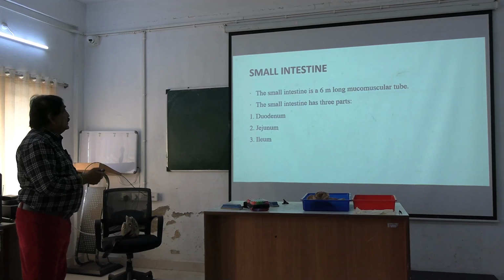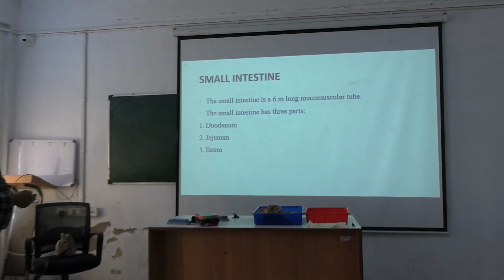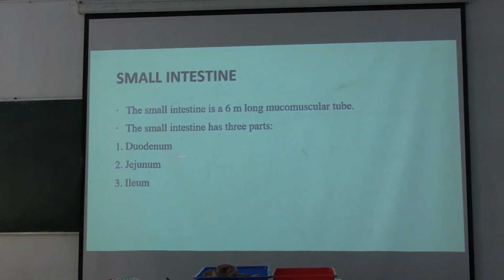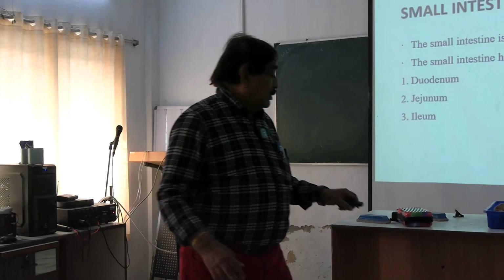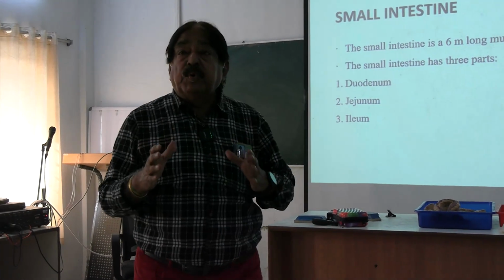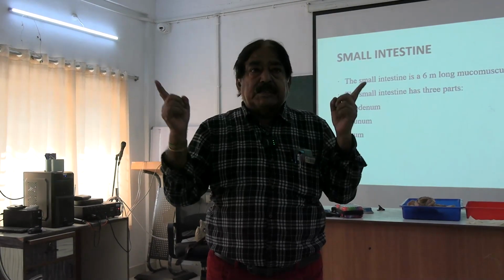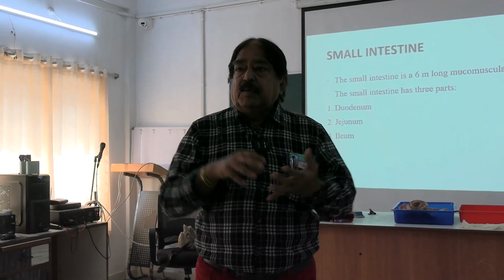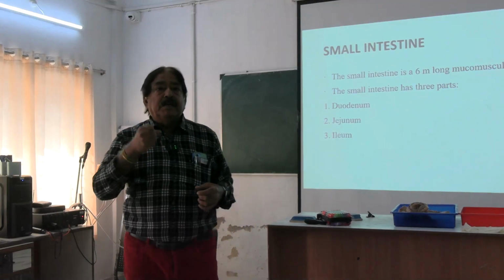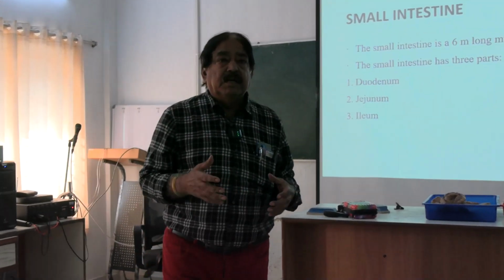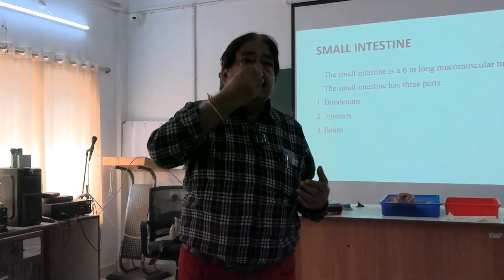Small intestine. The small intestine is a 6-meter long mucomuscular tube. The small intestine has 3 parts: duodenum, jejunum, ileum. 6 meters. Now, it is a mucomuscular organ. So the thought comes, why mucus? Why muscular? Because it is propelled by peristalsis.